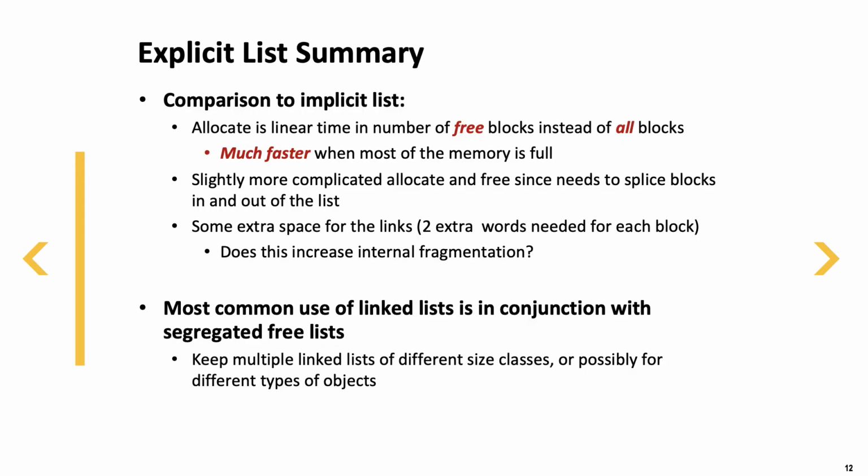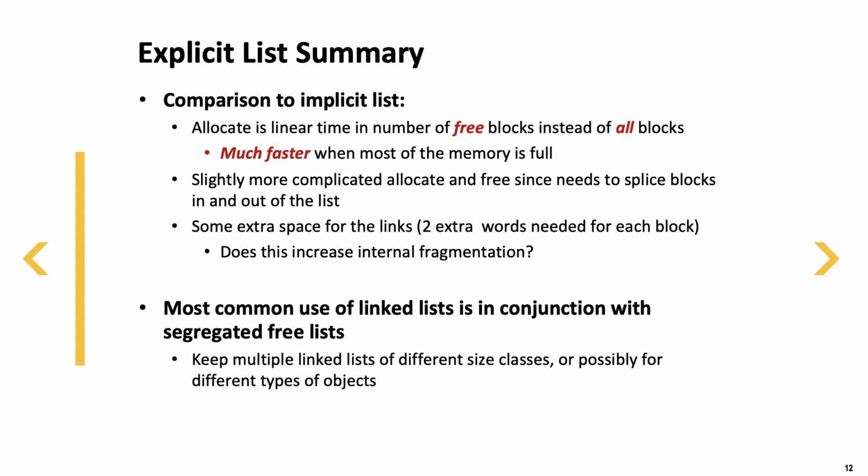So when we're thinking in terms of explicit free lists in comparison to implicit lists, the allocate time is linear time in the number of free blocks instead of in the number of all blocks, right? Because with implicit free list, it's linear with respect to all blocks. With explicit, it's linear with respect to just the free blocks, and that's much faster when the memory starts getting full, right? When a lot of my memory is allocated, then I'm looking at a lot fewer free blocks to find where I can allocate my next thing.